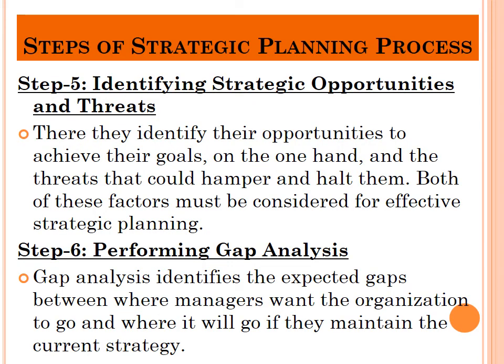Now we go to the fifth point in the strategic planning process. This is identifying strategic opportunities and threats. They identify their opportunities to achieve their goals on the one hand, and the threats that could hamper and halt them. Both of these factors must be considered for effective strategic planning.